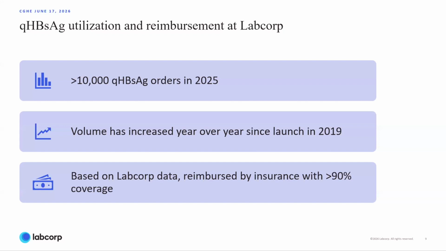So as far as utilization and reimbursement at LabCorp, and this is going to be unique to LabCorp based on our population, in 2025 we had more than 10,000 orders for quantitative Hep B surface antigen. That volume has increased year over year since the assay was launched in 2019, and we certainly anticipate that volume increasing significantly with new therapeutics being available.